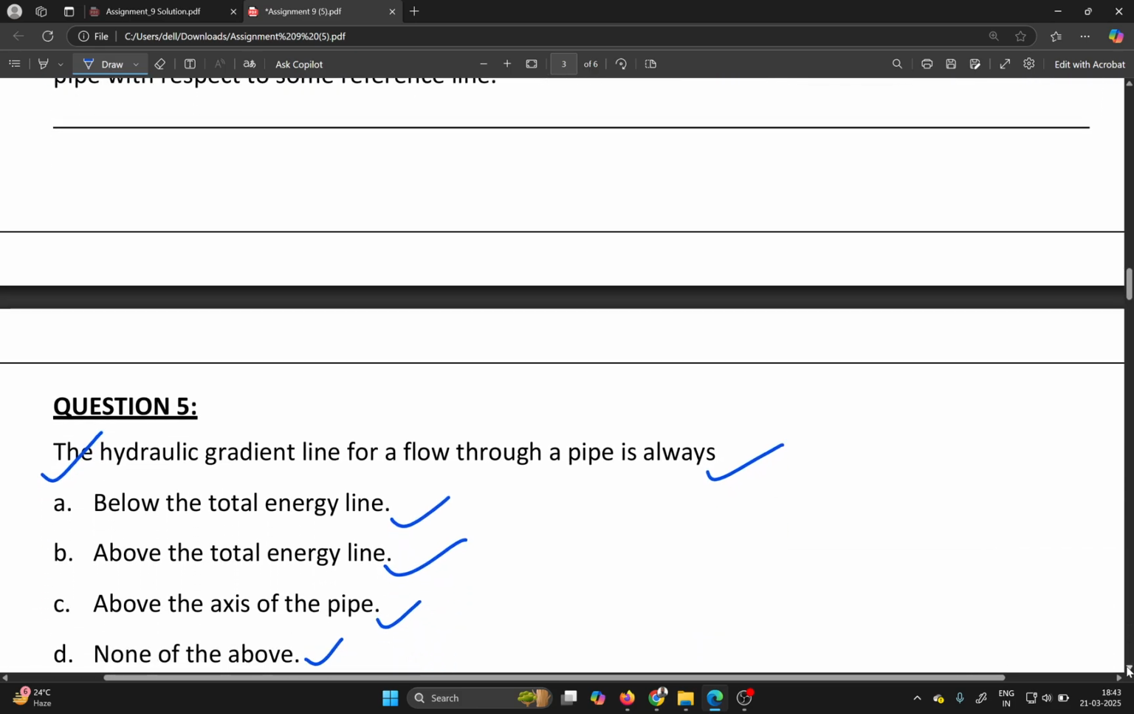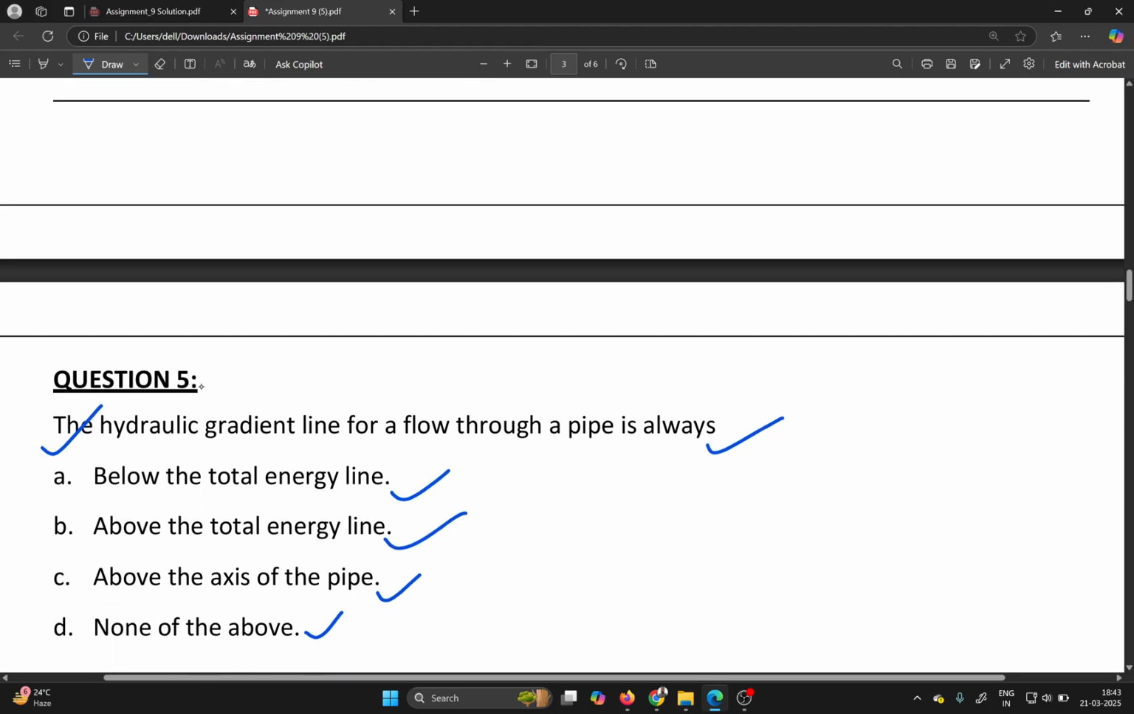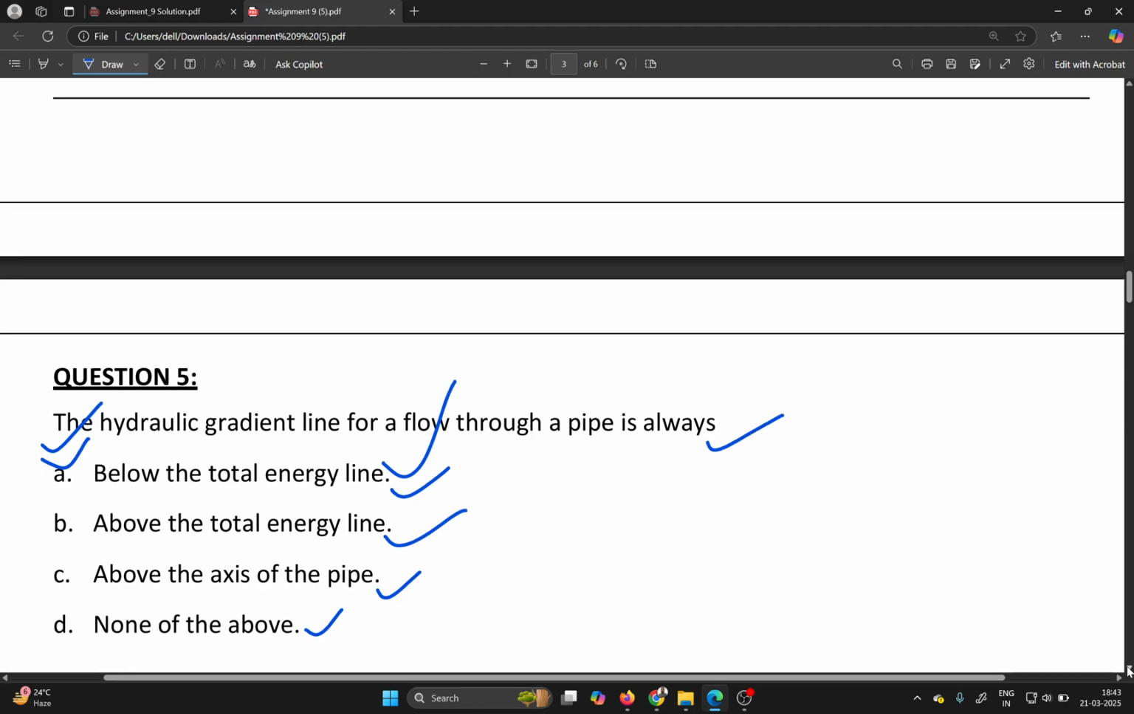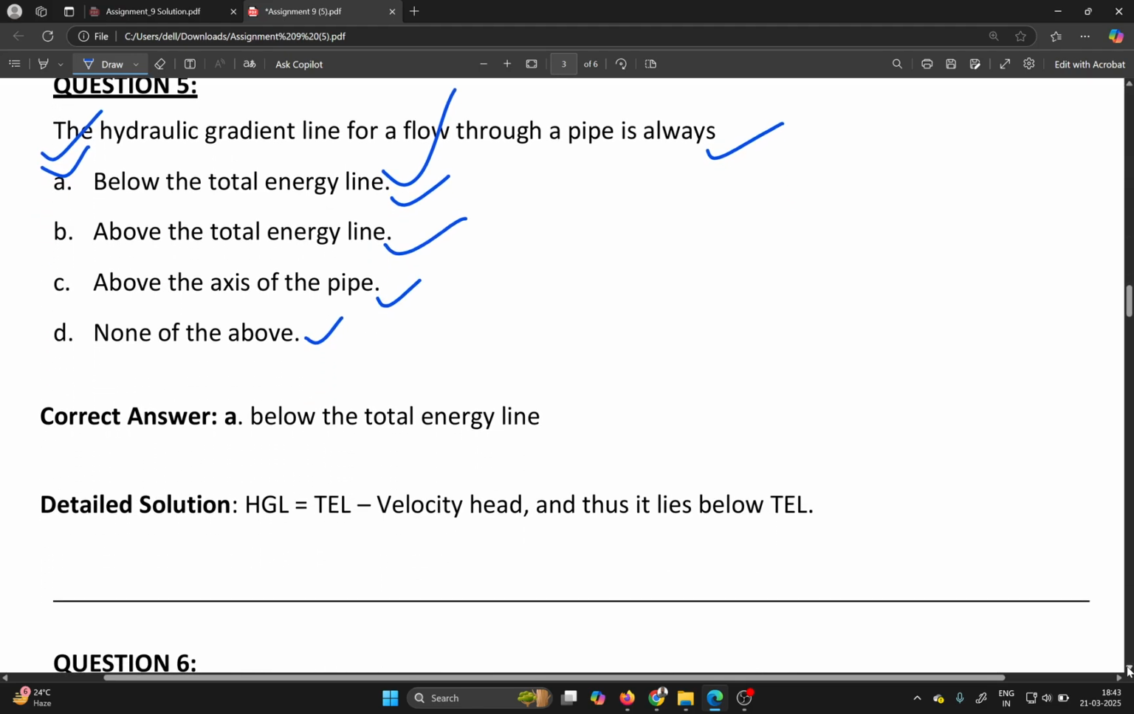The hydraulic gradient line for a flow through a pipe is always below the total energy line. Option A will be correct. Yes, Abdul is correct for question number 5. Now we'll move on to question number 6.